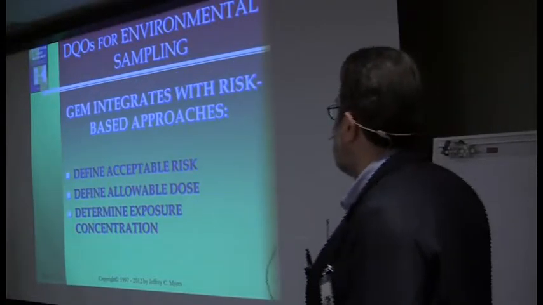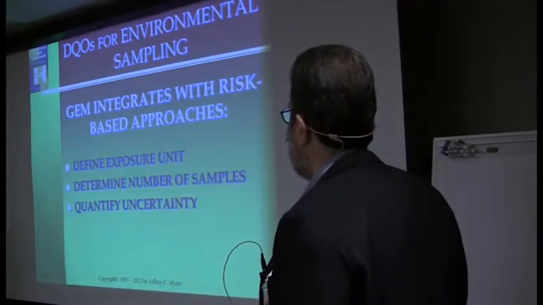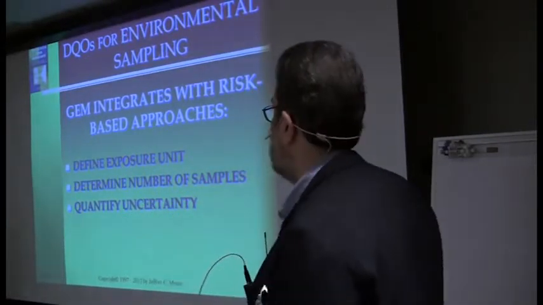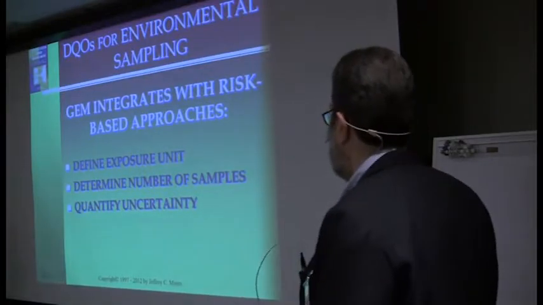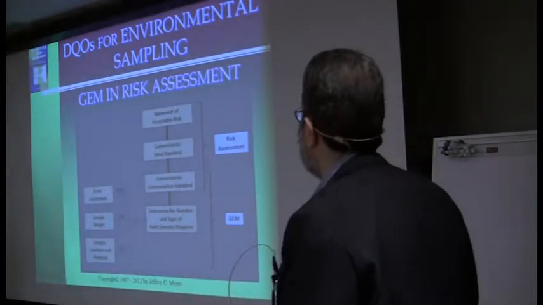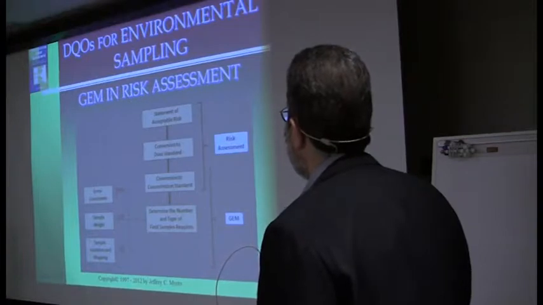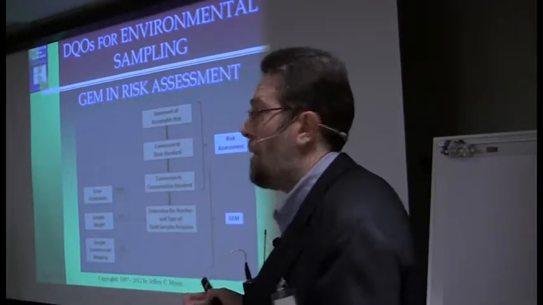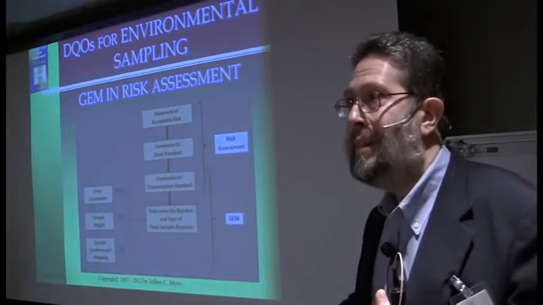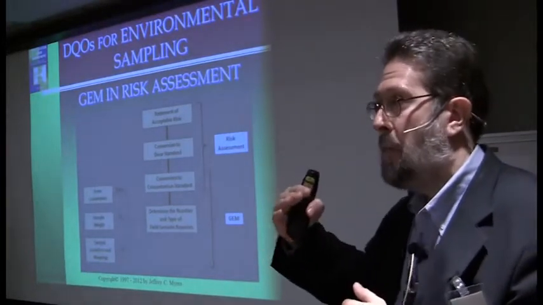Okay. We look at the integration of GEM with, say, a risk-based approach. We define an exposure unit. How big an area will people be exposed to, or eco receptors? How many samples and how much uncertainty? We see the risk, I call it the risk cascade. We start with a statement of acceptable risk, like 10 to the -6th. We convert that to what kind of a dose would a person need to have in order to put them at risk at that level of 10 to the -6th.